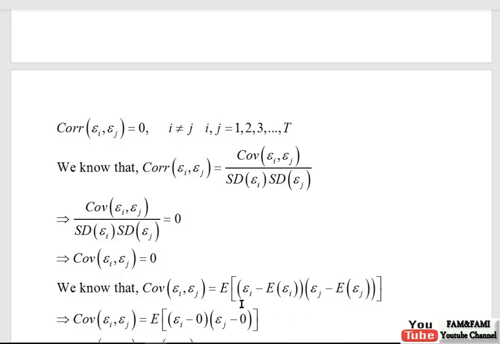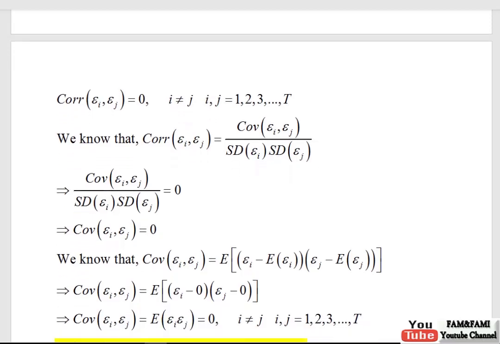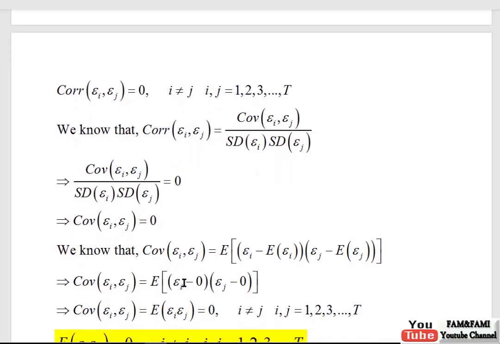So we are left with this expected value of epsilon i minus 0 times epsilon j minus 0. In the next step, epsilon i minus 0 is epsilon i and epsilon j minus 0 is epsilon j. So we got this product.